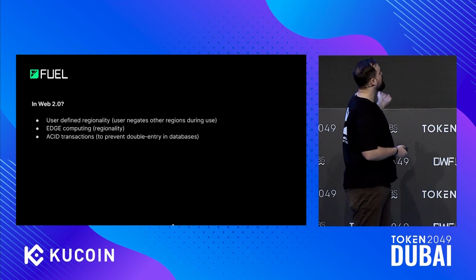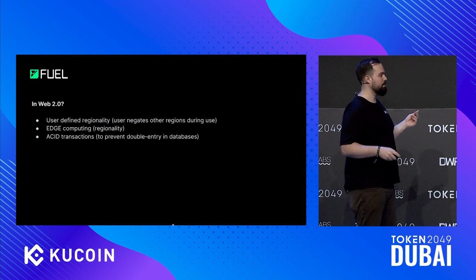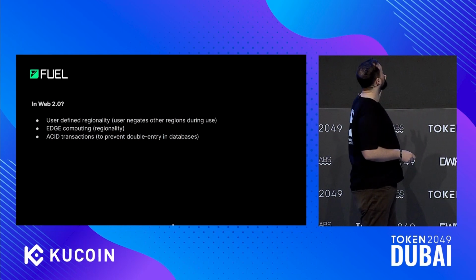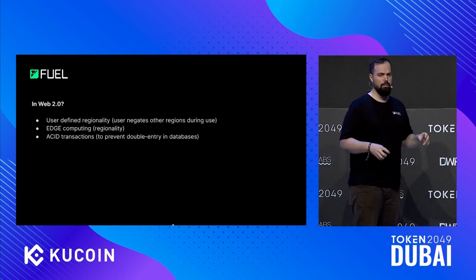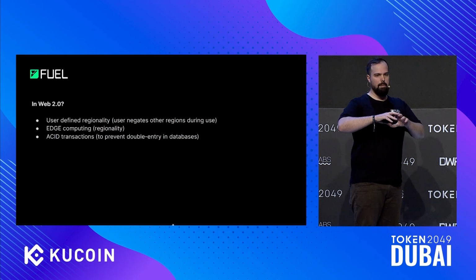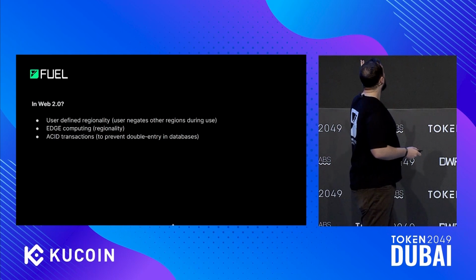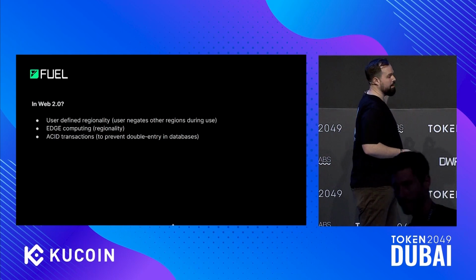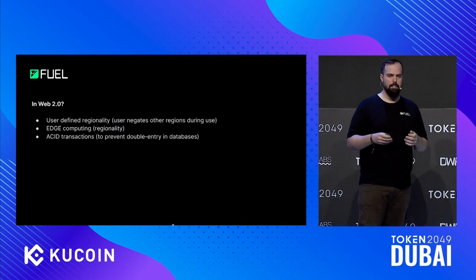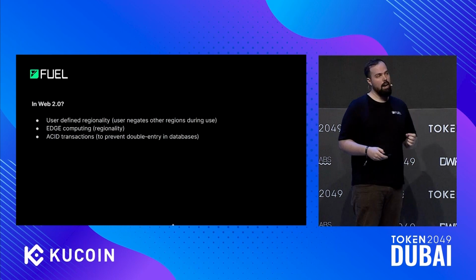So in Web 2, I've got 18 seconds. I'll try to go through this quick. In Web 2, how do we deal with this? Well, we have user-defined regionality. So users pick a region. If you're in Tokyo making a Visa payment, you're defining yourself there, so you're going to be settling within that region. You have edge computing, and then you have things like ACID transactions. All these things are going to be used to try to come to consensus quickly in a more regional setting.